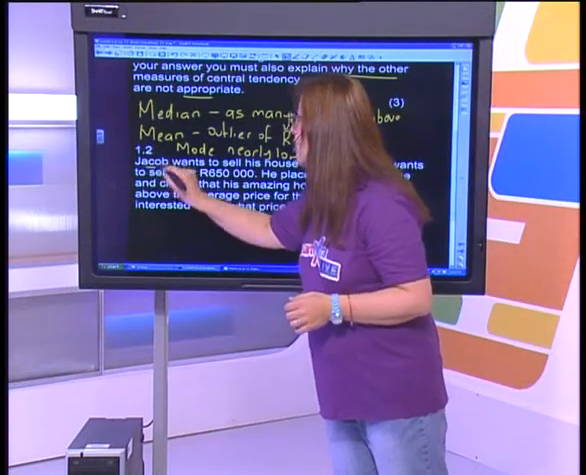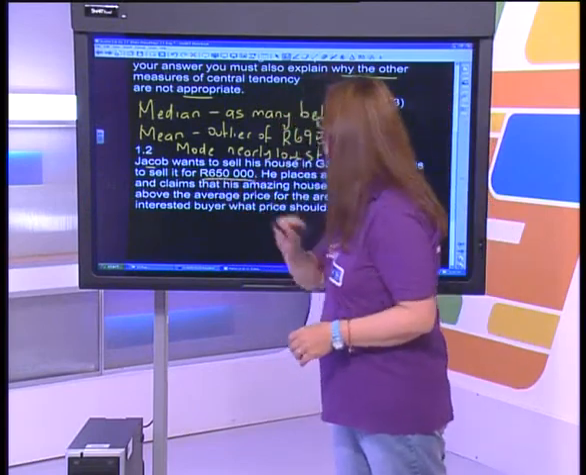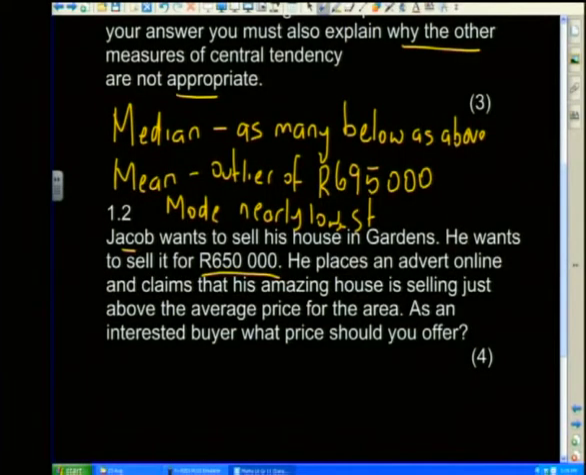Right, let's now look at Jacob. Jacob wants to sell his house in Gardens. He wants to sell it for 650,000. He places an advert online and claims that his amazing house is selling just above the average price of the area. As an interested buyer, what price should you offer?